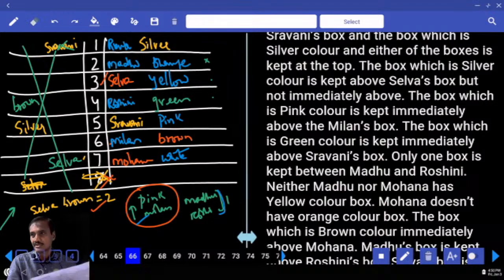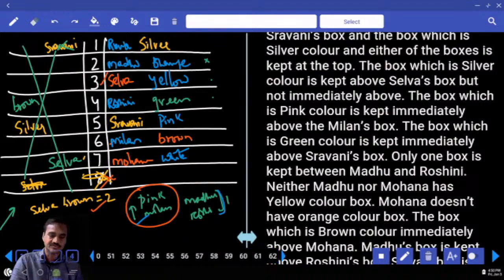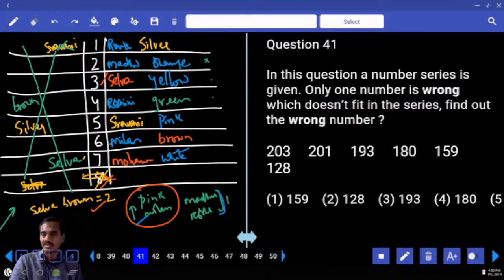41 onwards. Now in this 41 to 45, did you do it or not? Now in this 41 to 45, find out the wrong number. Finding out the wrong number.